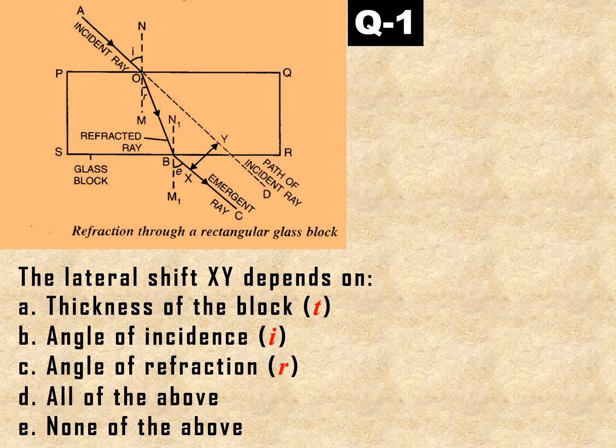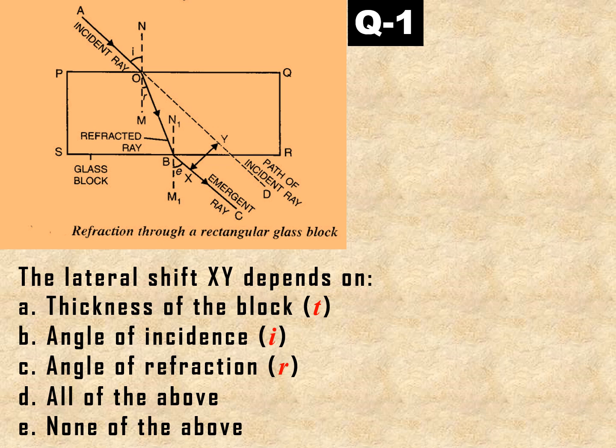Look at the figure. A ray of light passes through a glass slab of uniform thickness. The lateral shift refers to the distance between the incident ray and the emergent ray. Now, in reference to the lateral shift of the light ray, select the correct option.